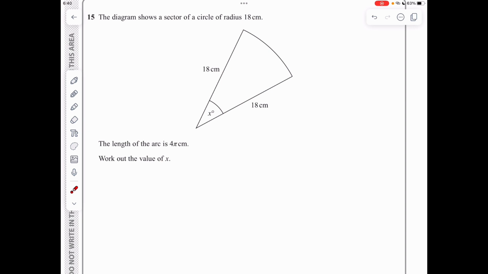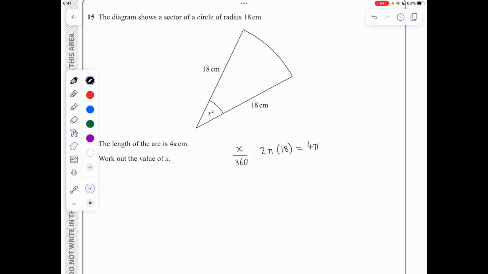In 15, we've got a sector of a circle having a radius of 18. The angle of the sector is x degrees, and we are told that the length of the arc here is 4 pi centimeters. We need to work out the value of x. Well, we start by noting that the length of the arc is simply x over 360, so the angle over the 360, which corresponds to a full revolution, times 2 pi r, and in our case it's 18, the radius, and this should be giving me an answer of 4 pi.